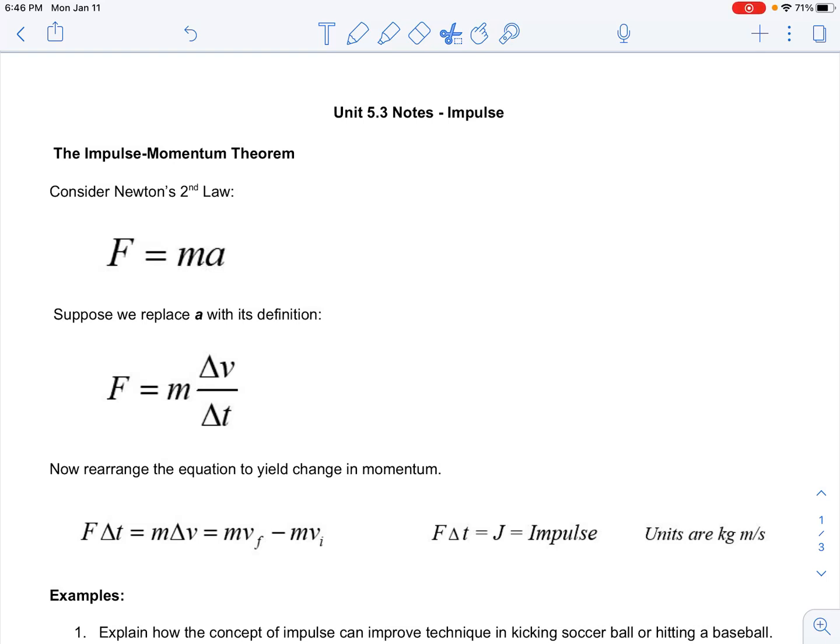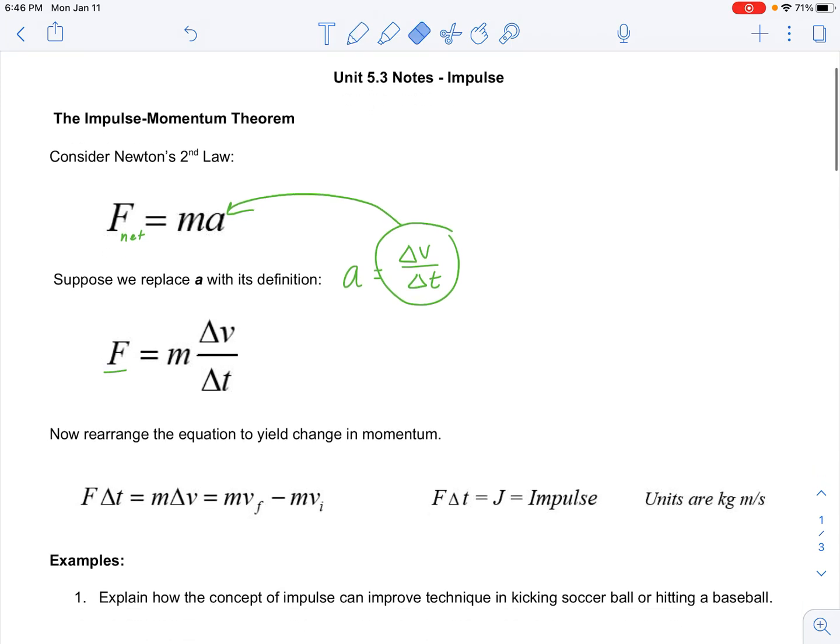Here are the notes for the third and final section of Unit 5, and the topic is impulse. So let's begin by looking at Newton's second law, which says that a net force produces an acceleration. Now, if we replace acceleration with its definition, remember that acceleration is change in velocity over change in time. So if we substitute that in for a, we have force equals mass times delta v over delta t.